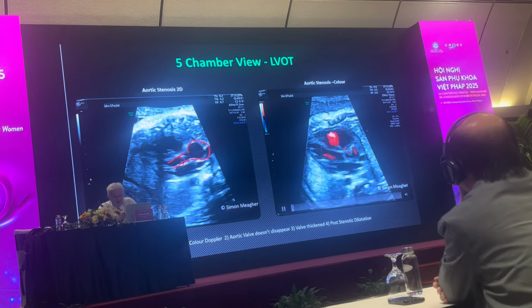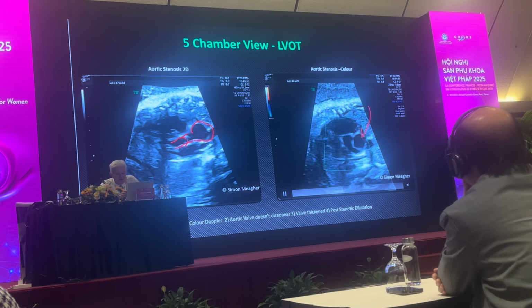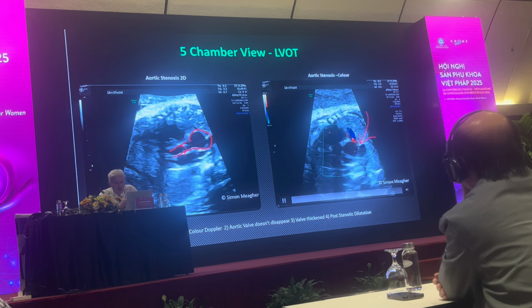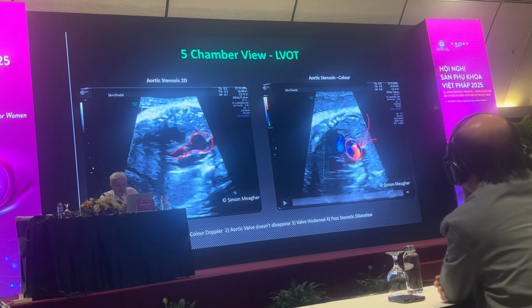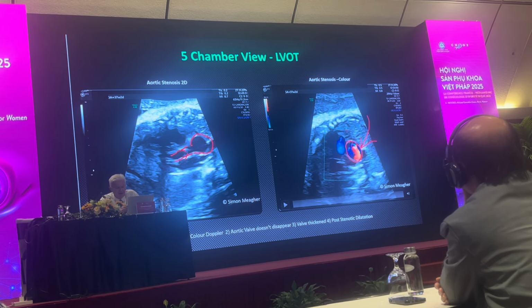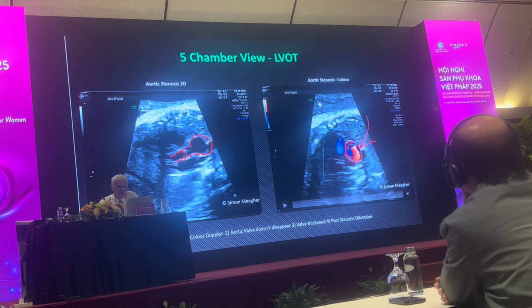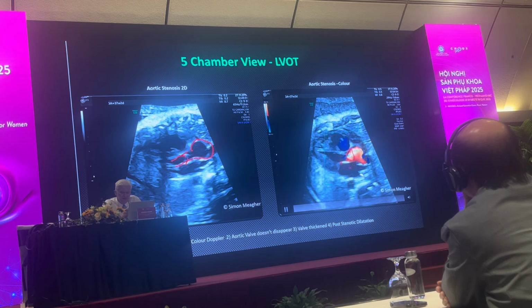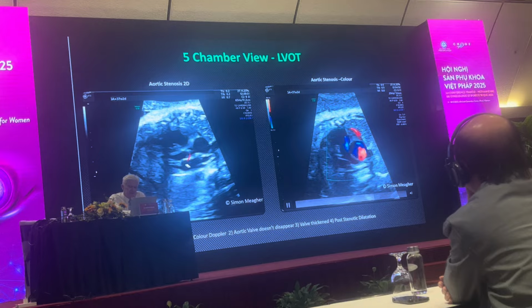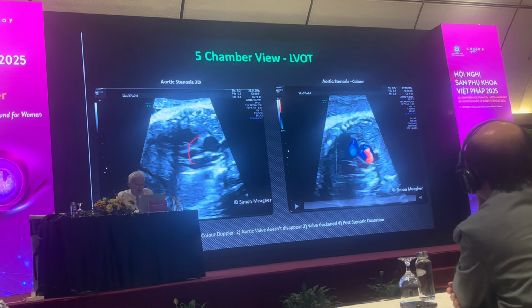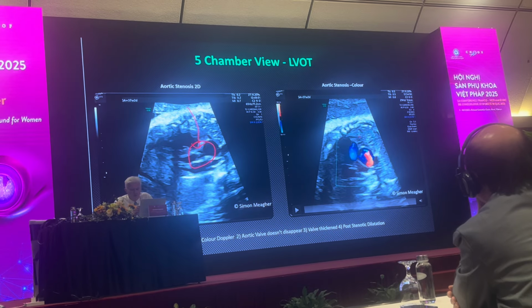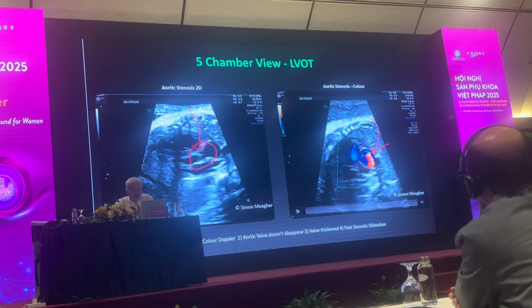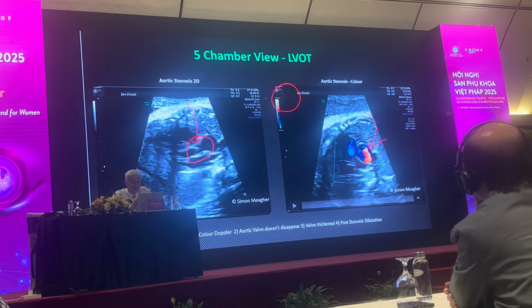This is showing color Doppler examination that shows turbulent flow, the yin-yang appearance of severe aortic stenosis. Many of these cases are missed because people do not look closely at the valve, or people do not look carefully for turbulence with the correct color settings.